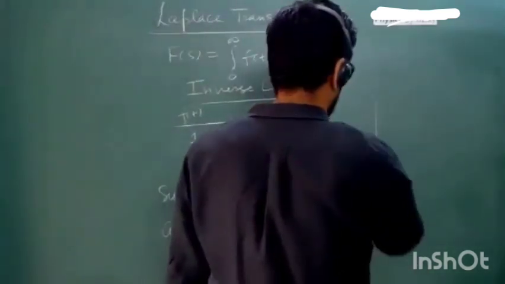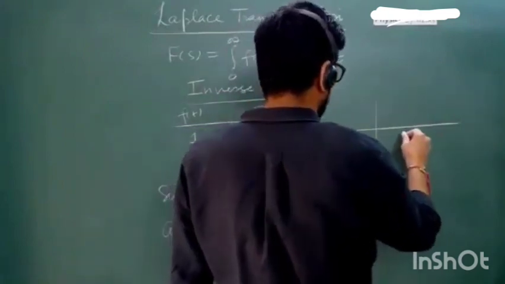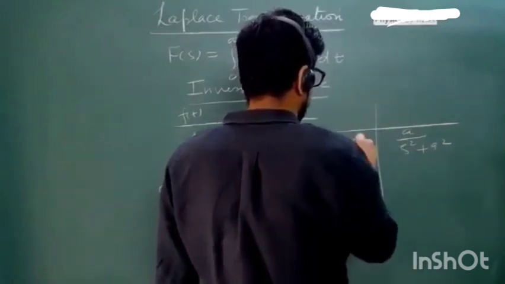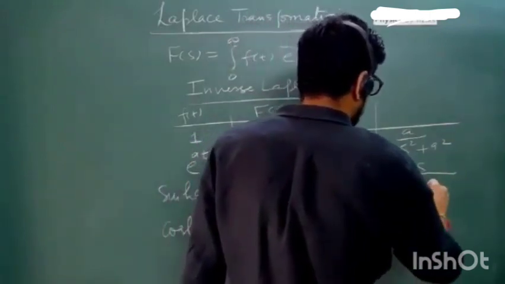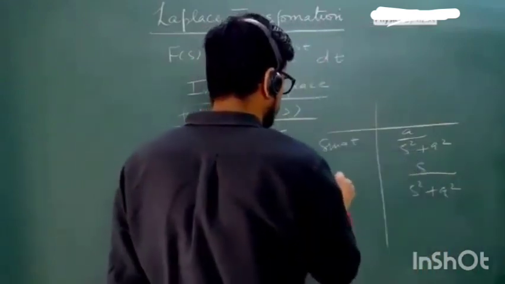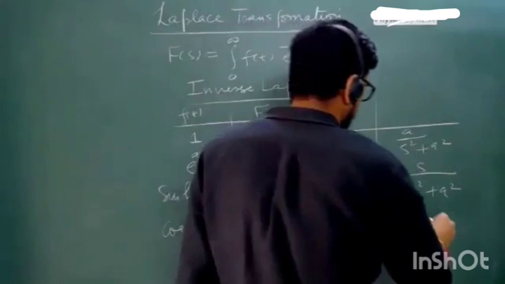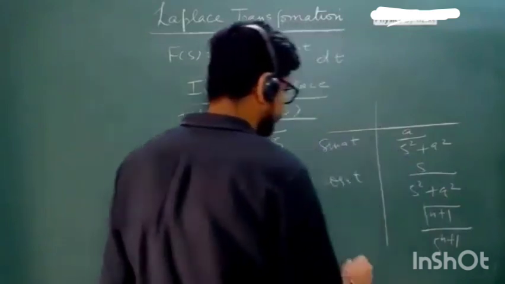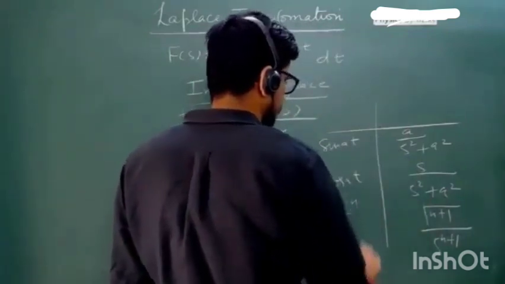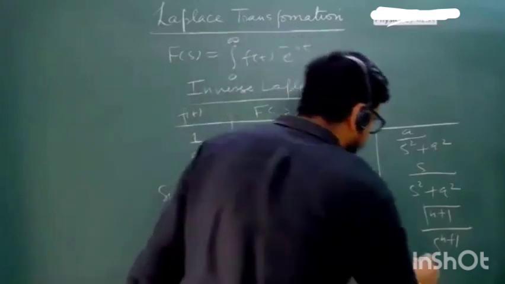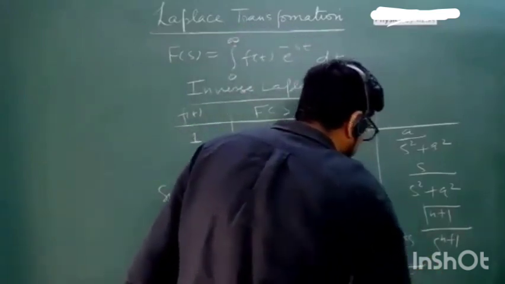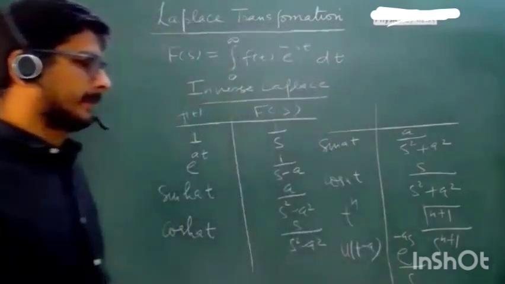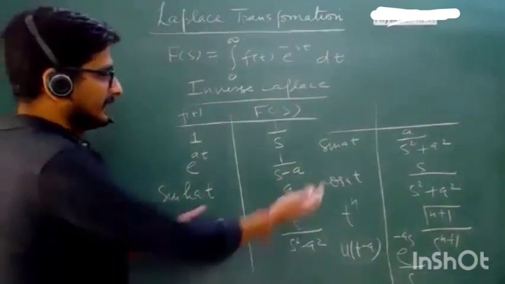What is inverse Laplace of a upon s square plus a square? Sin at. What is inverse Laplace of s upon s square plus a square? Cos at. What is inverse Laplace of gamma n plus 1 upon s to the power n plus 1? t to the power n. And what is inverse Laplace of e to the power minus as by s? Unit step function u(t). So these are inverse Laplace.